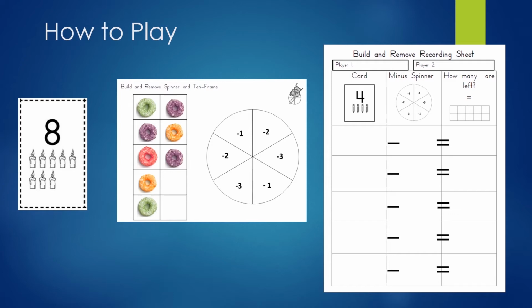We were able to build 8, but the game is called Build and Remove. We now need to use the spinner to find out how many counters to remove from the 10 frame. You will need to use your paper clip and pencil to spin a number to take away or subtract from 8. Take a moment to look at the spinner.